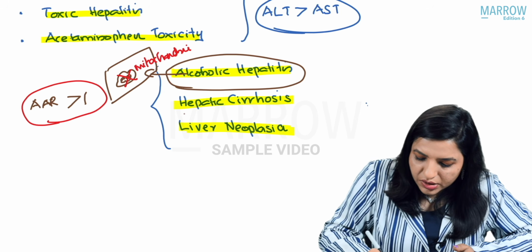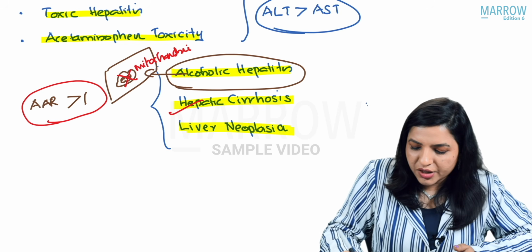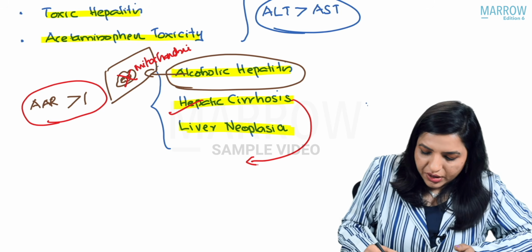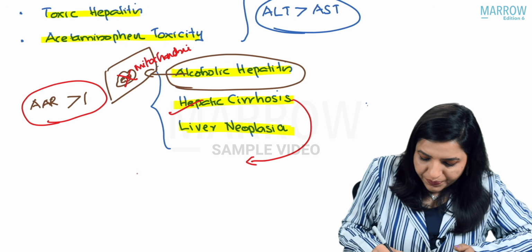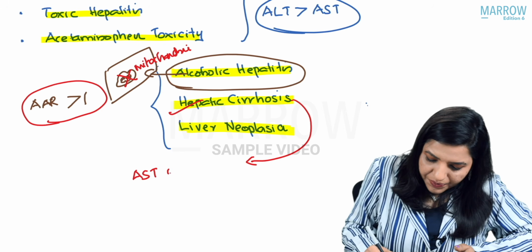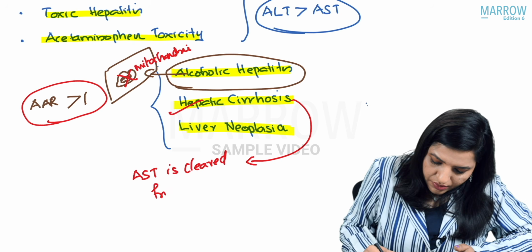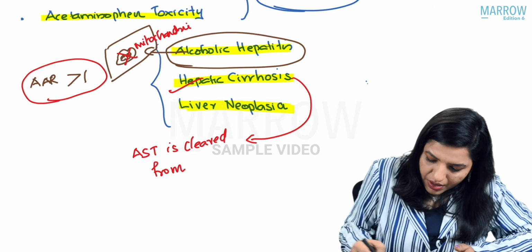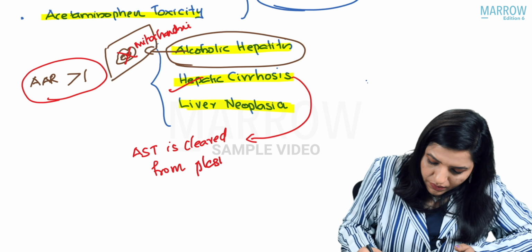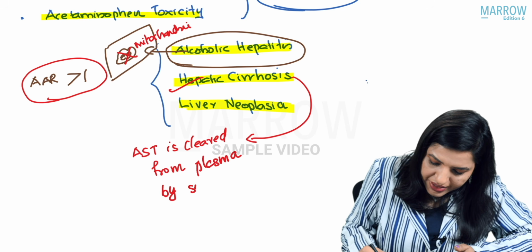In hepatic cirrhosis, the story is different. The reason is a different one. That is, AST is cleared from plasma by sinusoidal cells of the liver.